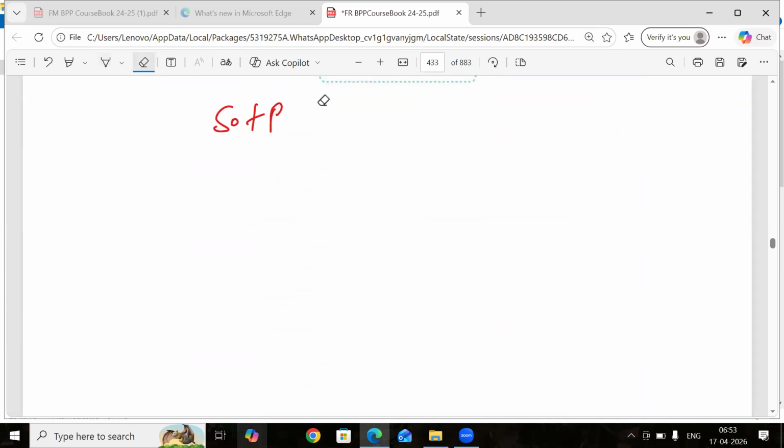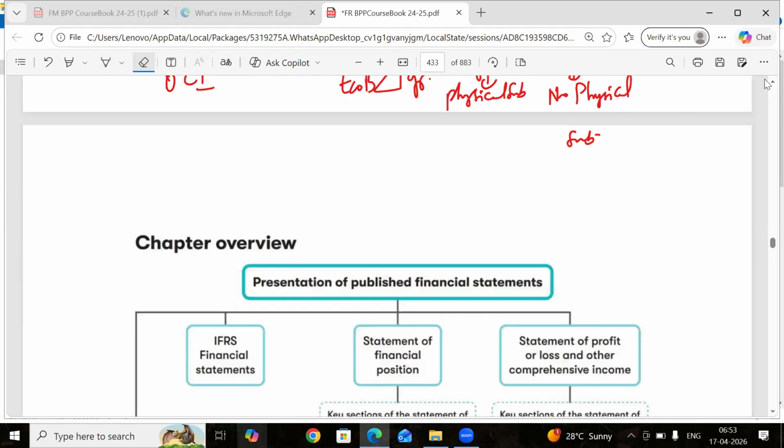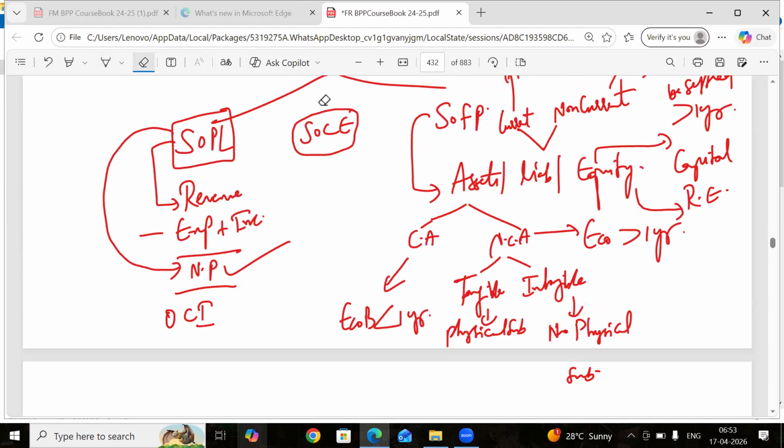In SOFP, I will make the formats for you and show you. Our formats are already given in the book. We will discuss those formats. So the statement of changes in equity is to be discussed a bit later. First, let's enter into the first page. So this is a rough idea I've given to you.